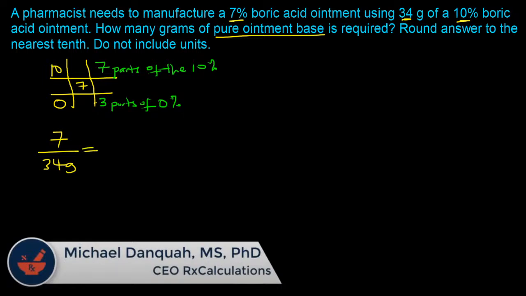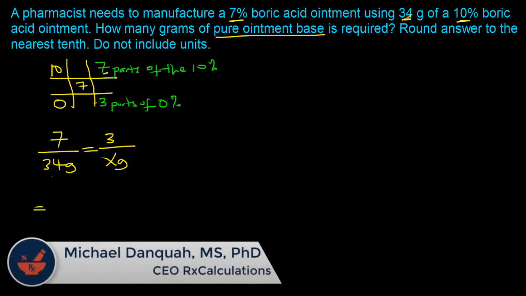So what we can do is set up a proportion to say that if we have 3 parts, then what would that be in terms of grams? Okay, so the parts of the 10% go with the quantity of the 10%, and then the parts of the 0% will go with the quantity which we actually need to identify.